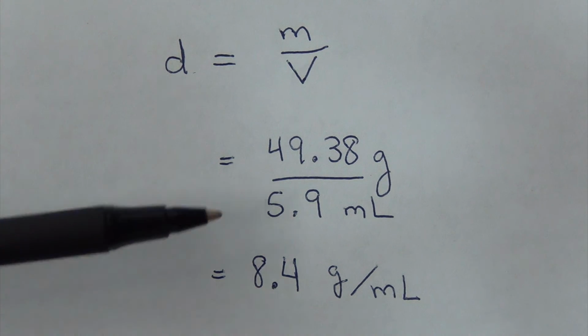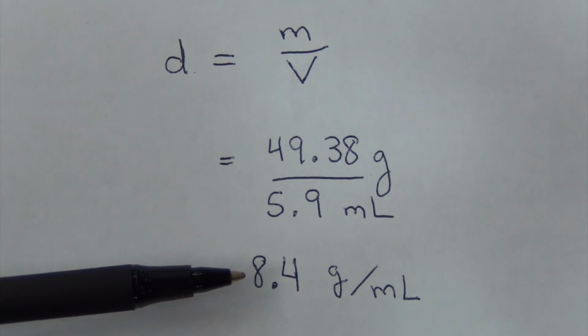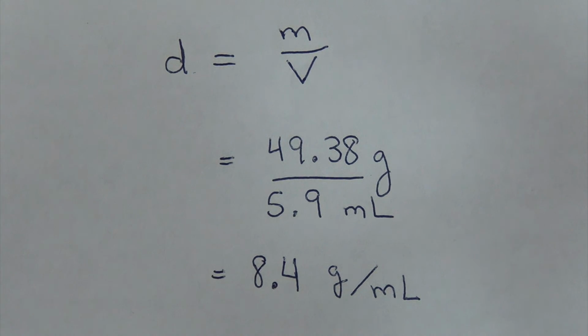It has two significant figures. So our result should only have two digits. So we record our density as 8.4 grams per milliliter. You have now successfully measured the density of an irregular object.